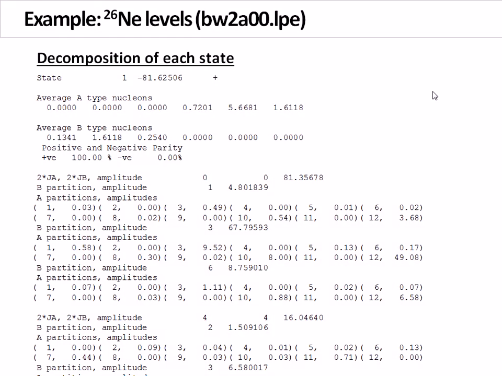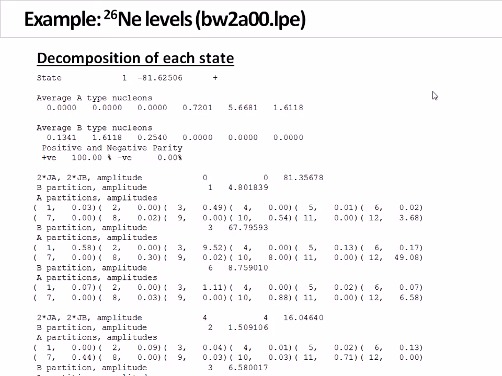If we think of it in terms of a seniority picture, the lowest energy configurations would be where our protons are all independently coupled to angular momentum 0, our neutrons are independently coupled to angular momentum 0, and sticking those two configurations together to get a 0+ should be a large part of the wave function. And it turns out that that is actually 81% of the wave function.